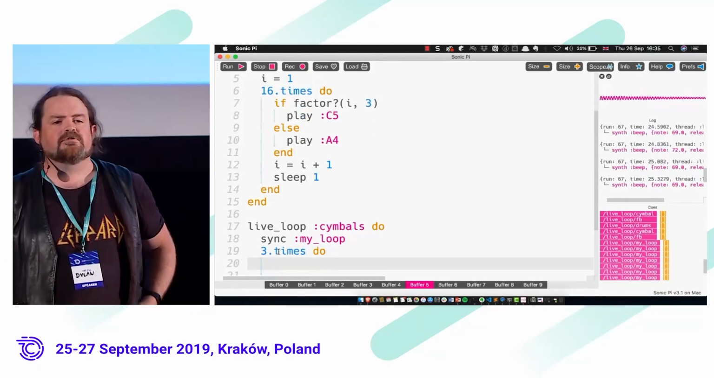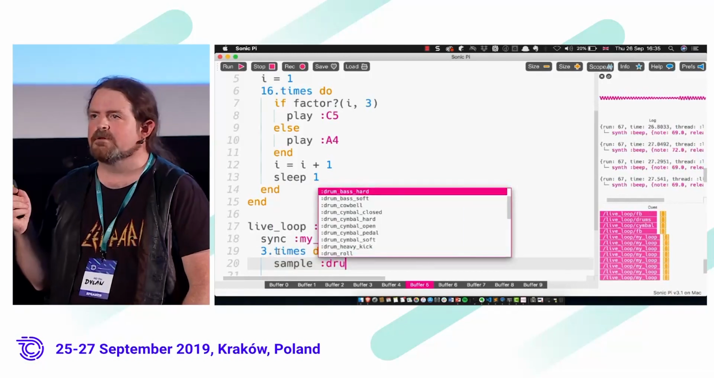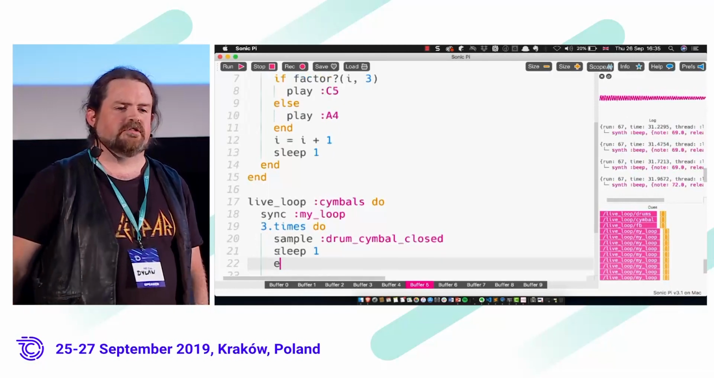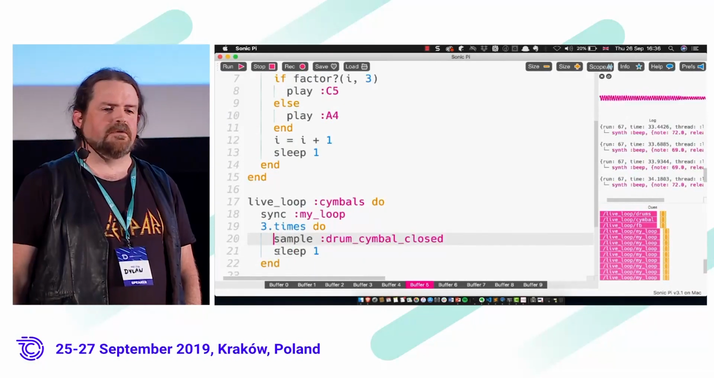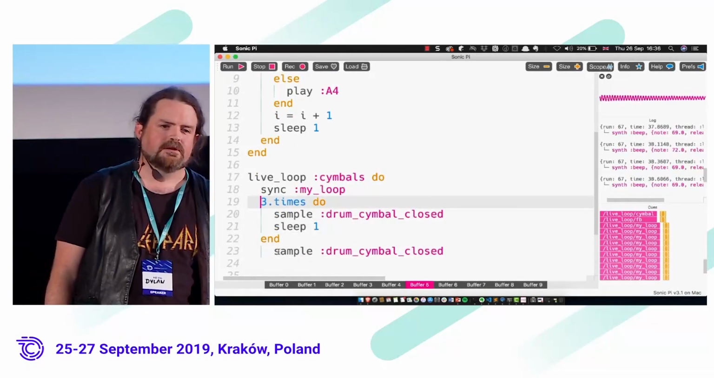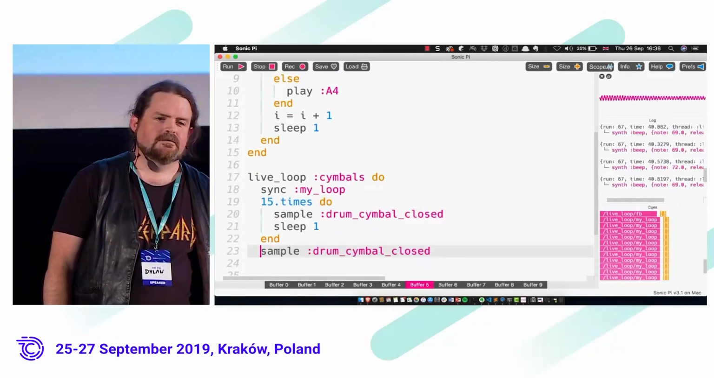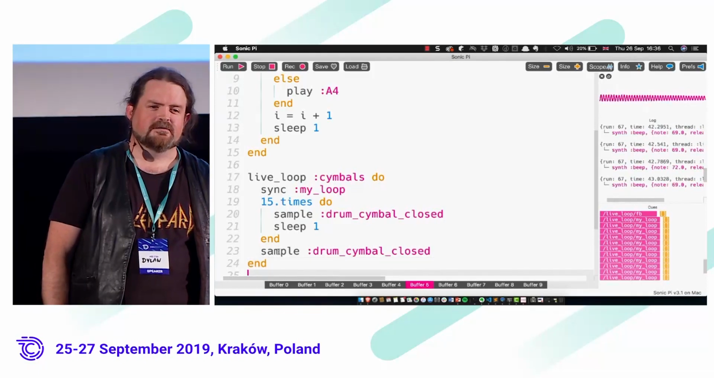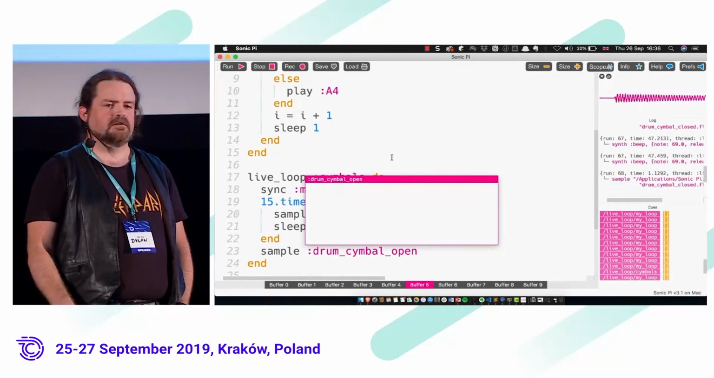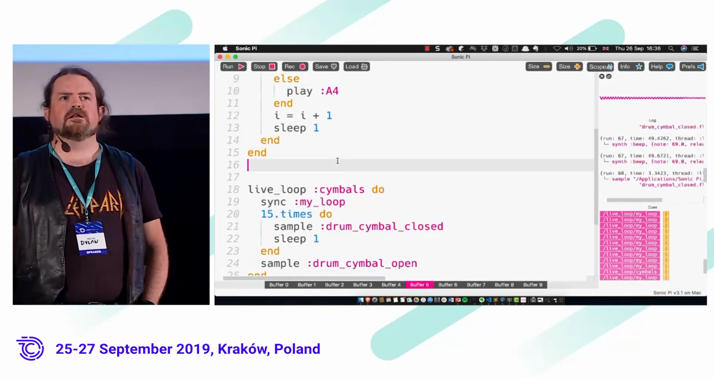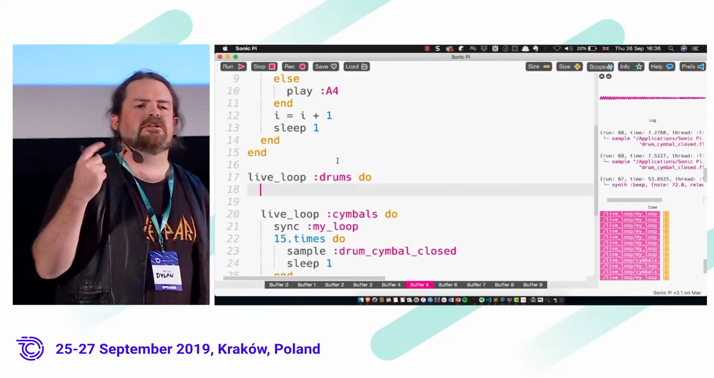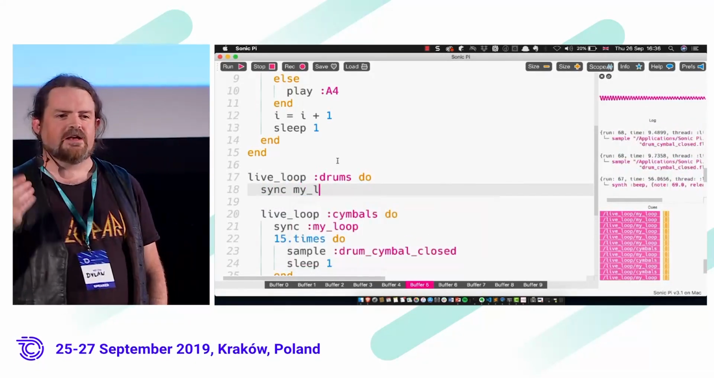And then 3 times, I want you to play this. I want you to play a sample, and this sample is going to be called the drum cymbal closed, and then I want you to sleep. And then I want you to plug in one more sample at the end there. So I'm just going to copy that, drop that in under there. We'll do 15 of those. And now when I reload it, it doesn't drop a beat. Nothing has to stop and be recompiled. It's rebuilt the program code in real time and is actually playing it out live as we're performing.